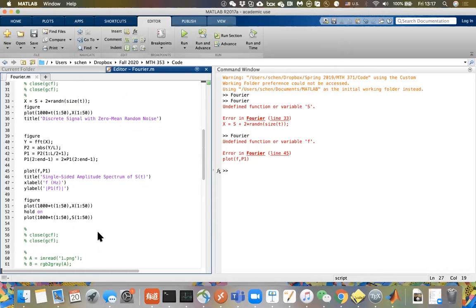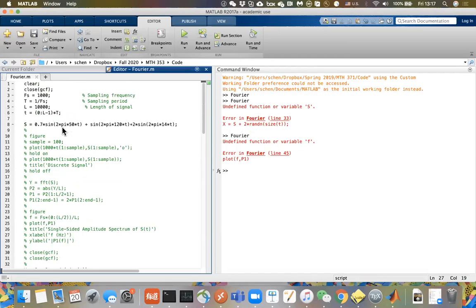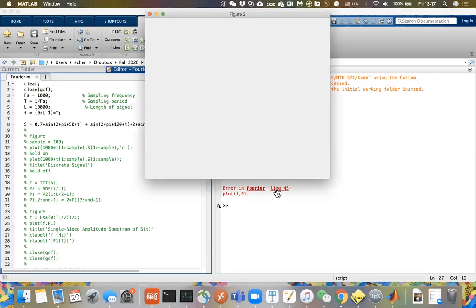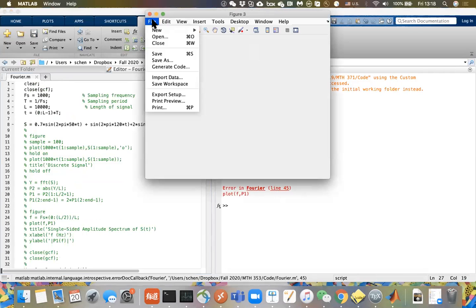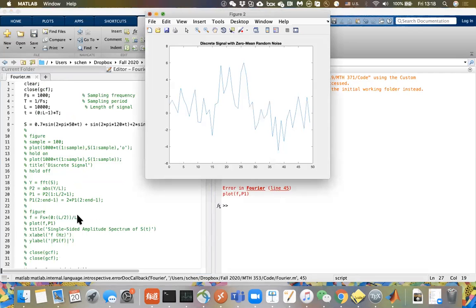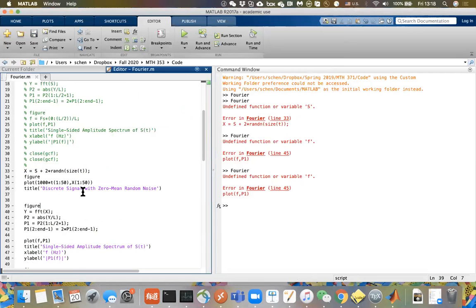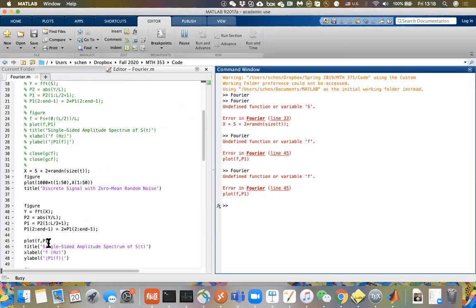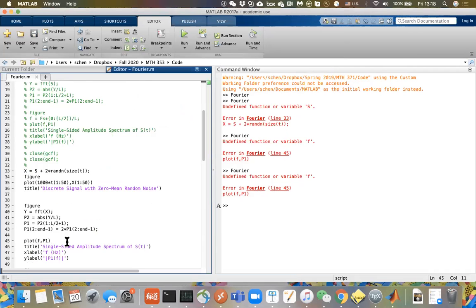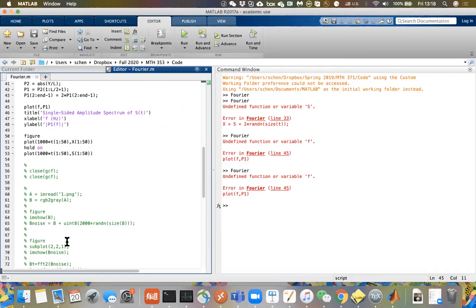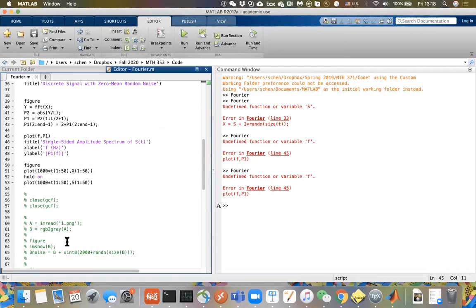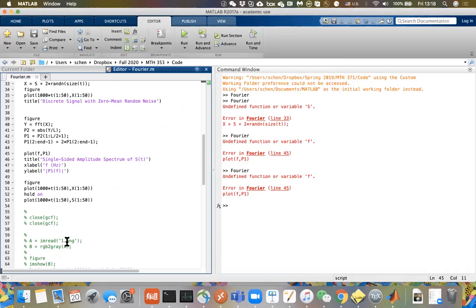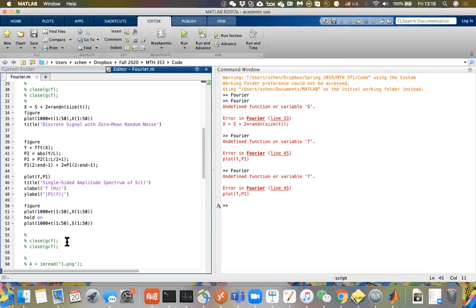What did I do? I did everything correctly. Do it again. F. $45. Plot. Shit, I deleted. Now I need to figure out what I deleted.